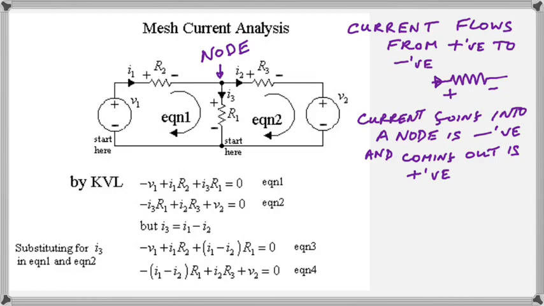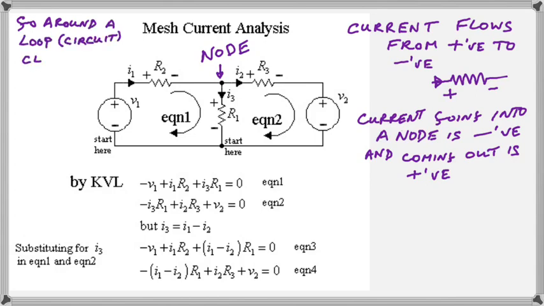Current going into a node, and as you can see, a node is where any two wires join together. We have a node clearly labeled there at the top where we have three wires connected by a point. Current going into the node, where the arrow is pointing into the node, is taken as negative, and when it comes out of the node, it's taken as positive.